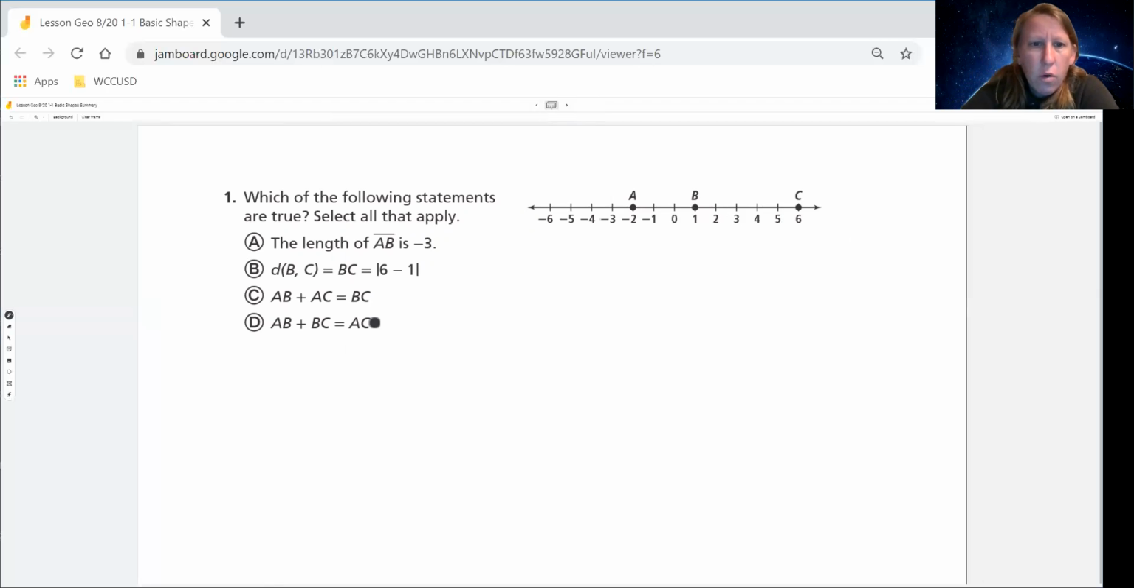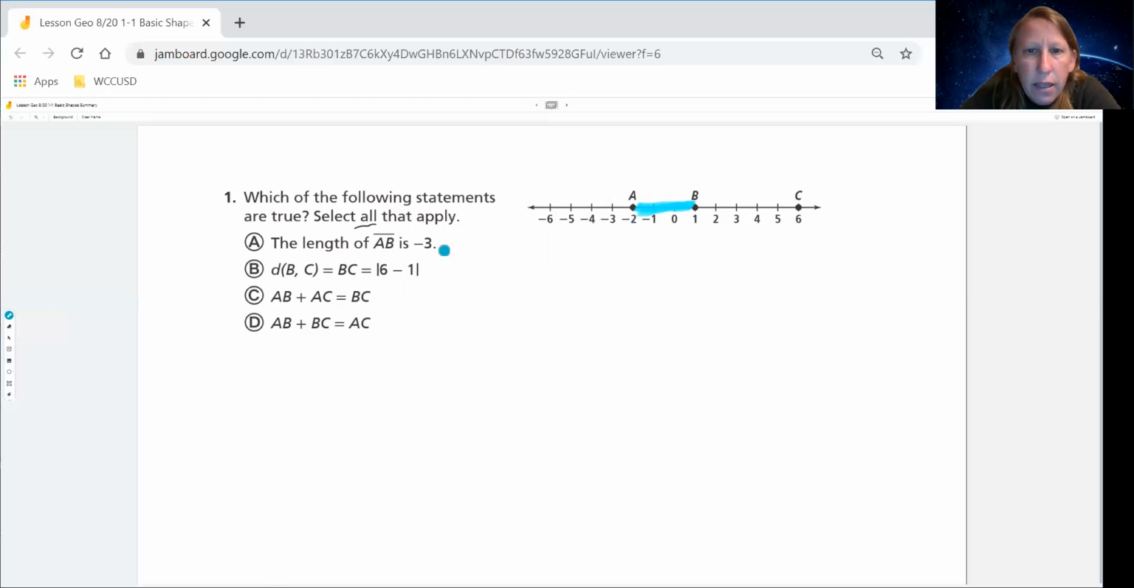And then we're just going to go through these one by one and see if it's true or false, because it says select all that apply. So we'll just check one at a time. So it says the length of line segment AB. Line segment AB is right here. Starts at A and it goes to B. That right there. What is the length of that line segment?